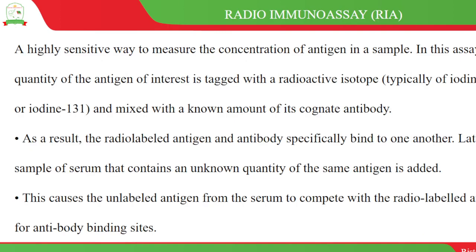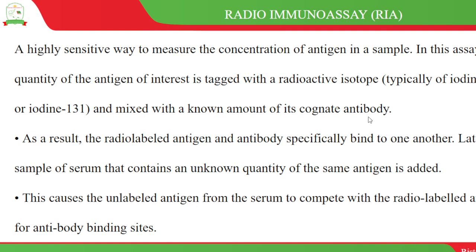Another method is the radioimmunoassay. This is a highly sensitive way, used for measuring antigen. Like we said earlier, ELISA and RIA are immunoassay methods, so they use antibodies and antigens. RIA, just like ELISA, also uses antigens and antibodies.